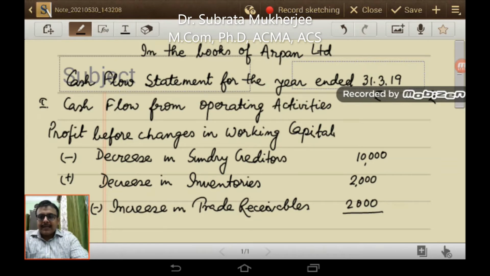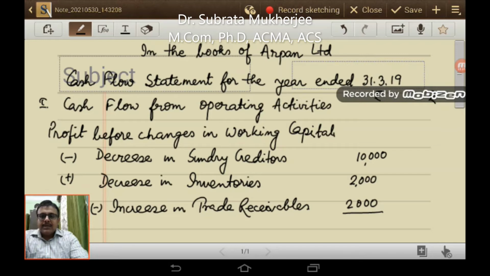So the first item is the current liability, under which we have sundry creditors. There is a decrease in the amount of sundry creditors by rupees 10,000. When there is a decrease in the balance of sundry creditors, it means there is an outflow of cash by rupees 10,000. So I have put a minus sign, which means that this amount will be reduced from the profit before changes in working capital that we will calculate from profit and loss account.